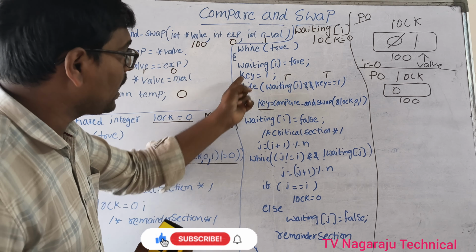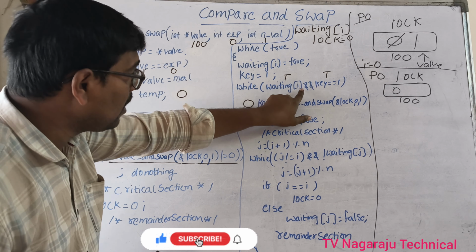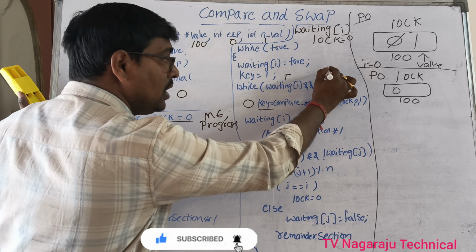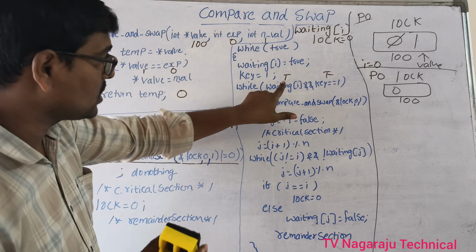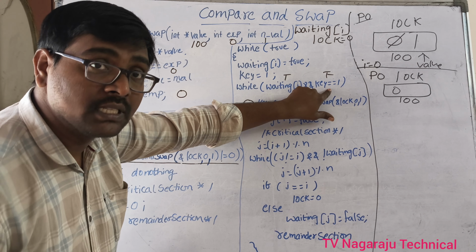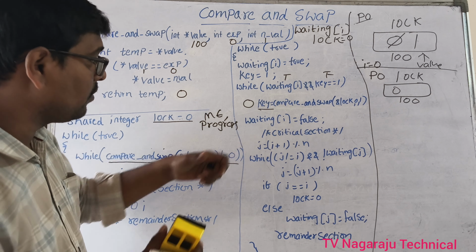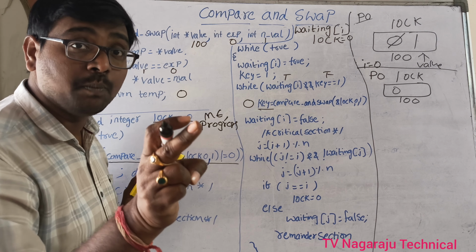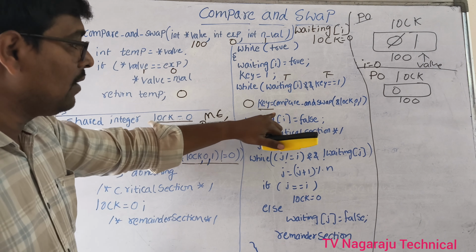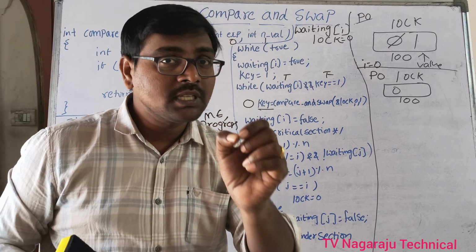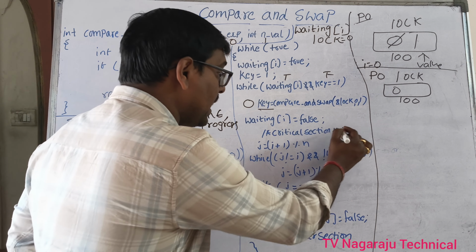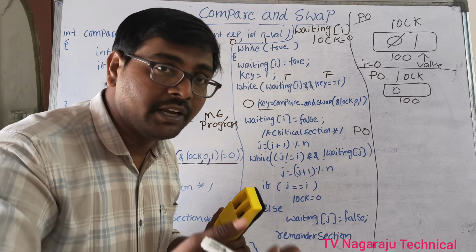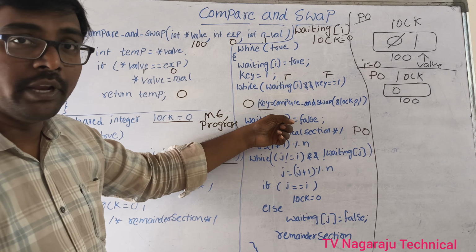Now this is the loop. Again repeat the loop. Waiting of i is equal to true, and what is the key value? 0, and the condition 0 equal to 1 is false. So the while loop fails. Once the while loop fails, we come out of the loop, and waiting of i is equal to false means process Pi is entering into the critical section. If it has already entered into the critical section, then there is no need to wait.